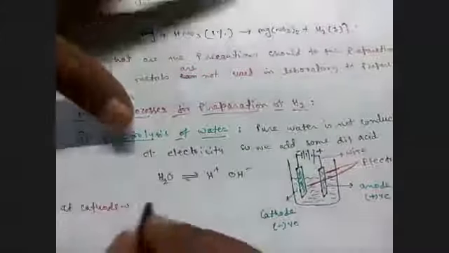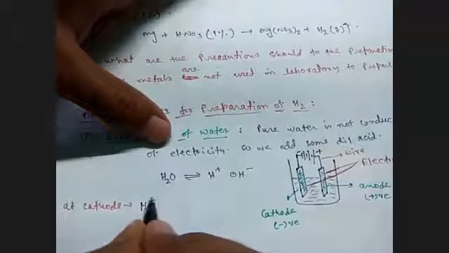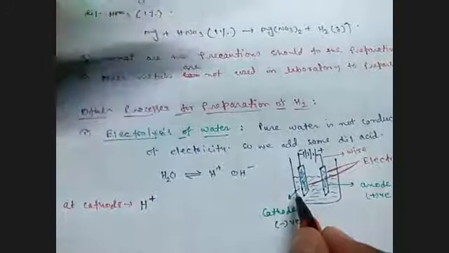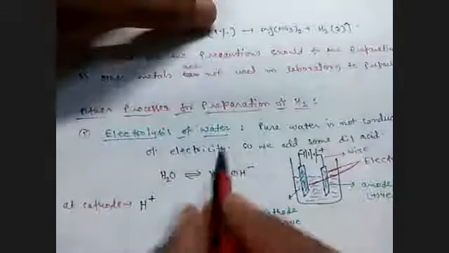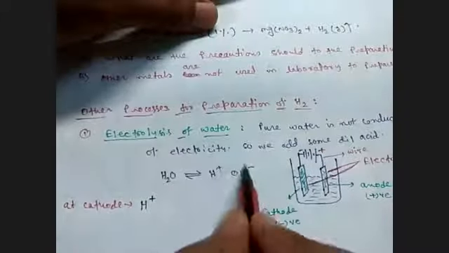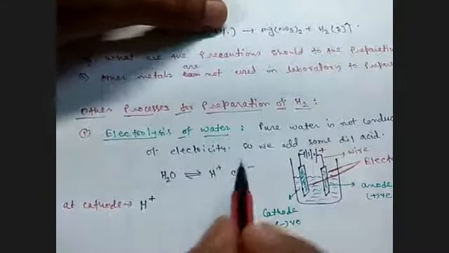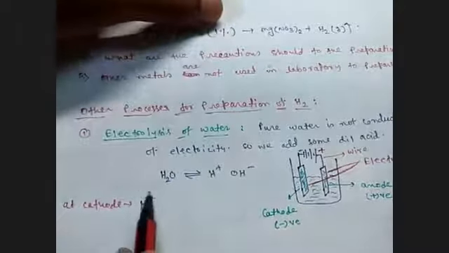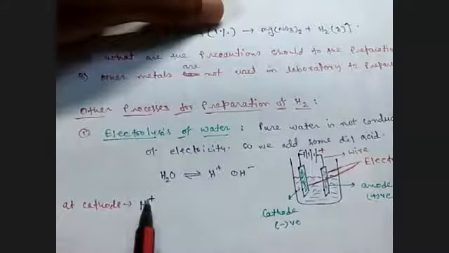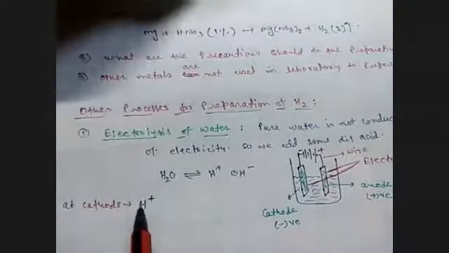So at cathode, H plus comes. Now H plus means it has electron density less. This is minus, means electron density more. Now remember, every ion has the tendency to lose its charge, or to neutralize itself. So to neutralize plus 1, neutral means 0, H plus has requirement of electrons.